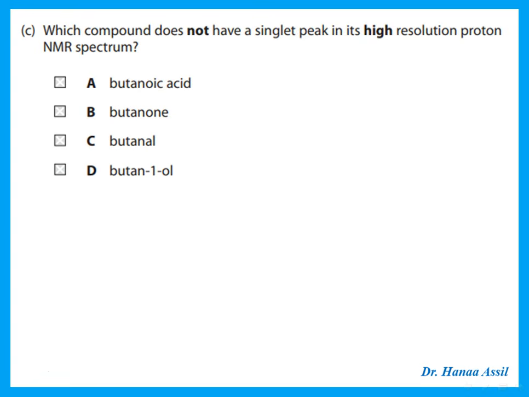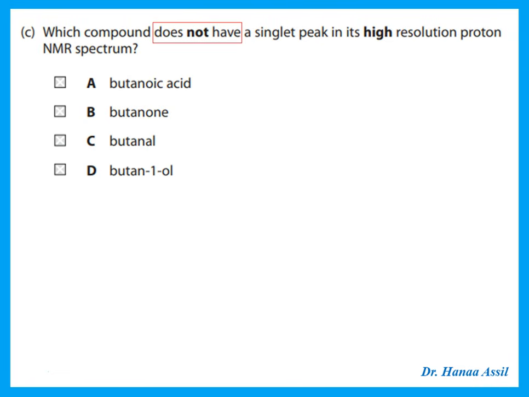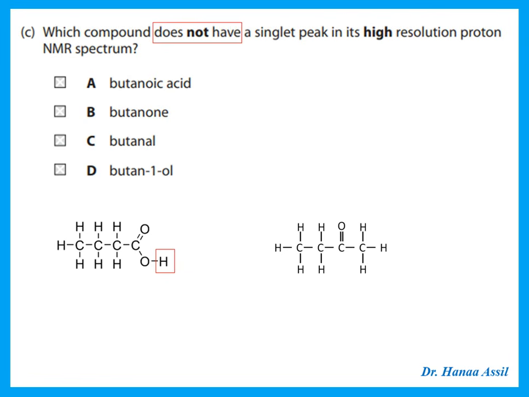Okay, which compound does not have a singlet peak in its high resolution proton NMR? Okay, does not have a singlet peak. Let's take a look. Butanoic acid. Well, butanoic acid, this hydrogen of the acid will give a singlet. So this one is not our answer. What about butanone? Well, does it have a singlet? Yes, this will give me a singlet for the CH3 hydrogens. So this will have a singlet.